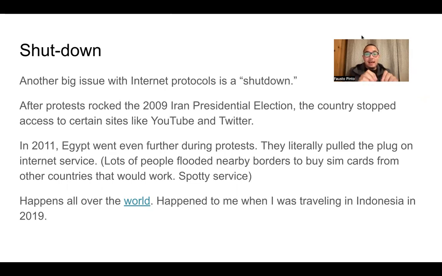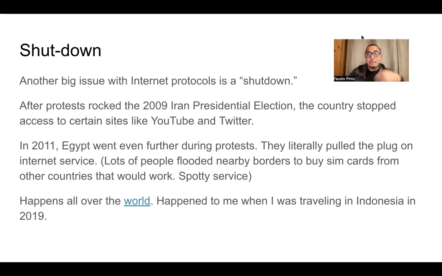After the 2009 Iran presidential election, the country stopped access to certain sites like YouTube and Twitter. And I think now with their current protest, they're doing the same thing as well. In 2011, Egypt went even further. They actually pulled the plug on the entire internet. Nothing worked. They had no internet. So what did people do? They went to neighboring countries to buy SIM cards that would work in their country. It was spotty service, but they needed it.